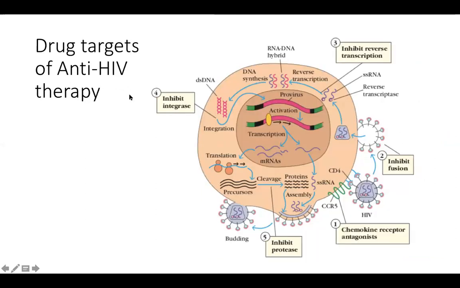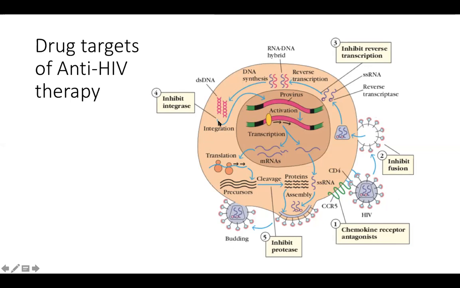So drug targets of anti-HIV therapy. So you can see here, at the stage of binding, chemokine receptor antagonist, you saw CCR5 antagonist. At the stage of fusion, so fusion inhibitors. So there are some drugs called like enfuvirtide. Don't need to remember any names. So that inhibits the fusion. Then comes the reverse transcription. So there are reverse transcriptase inhibitors, which we will see in some detail.